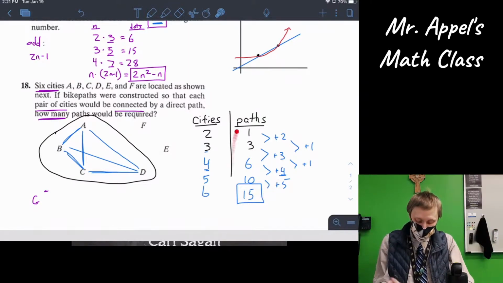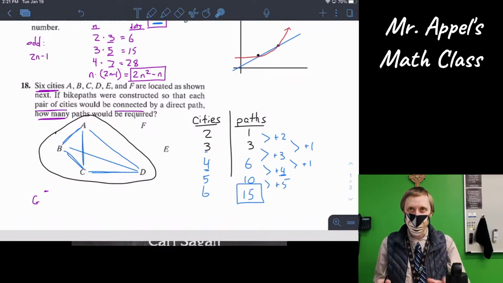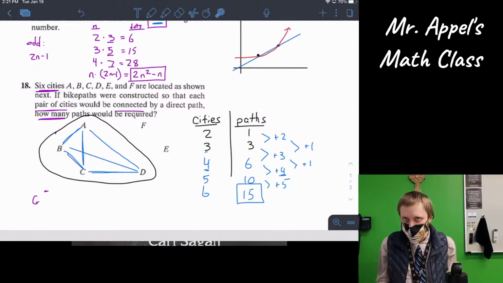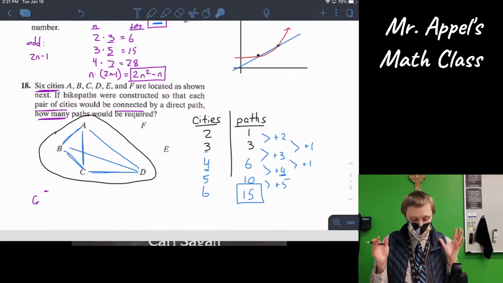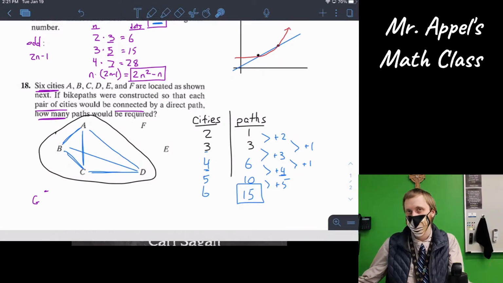That's the formula for triangular numbers. We've seen that in other problems. I'll let you dig that one out. But this is why it's important to have good notes, so you don't have to do it all over again. All right. Final questions on the 6 cities problem? No?